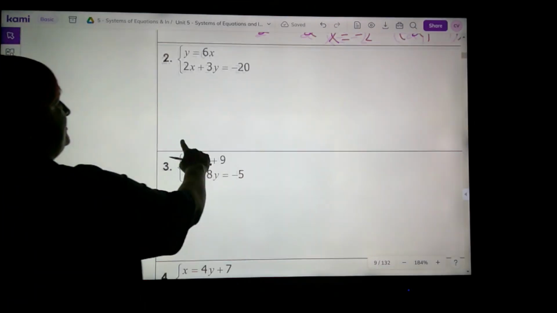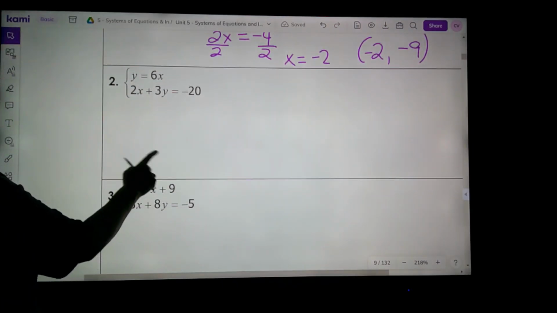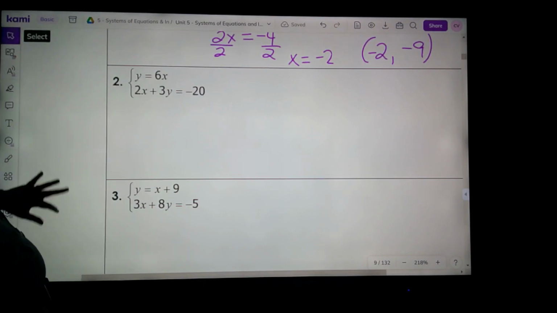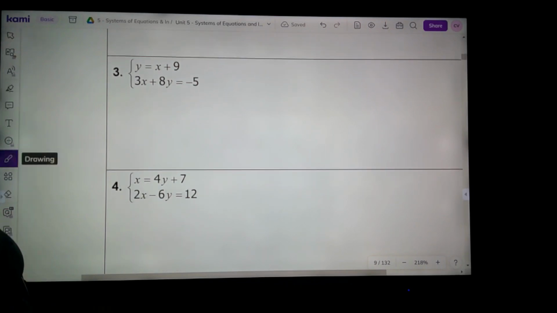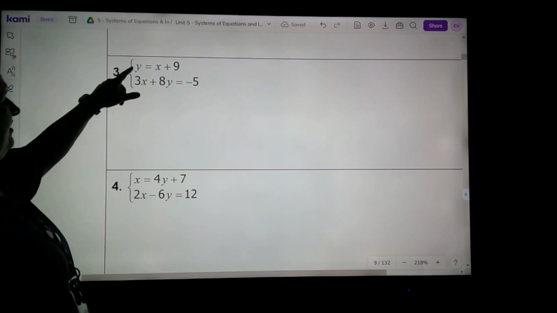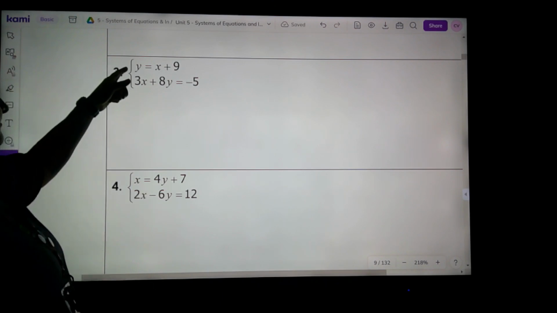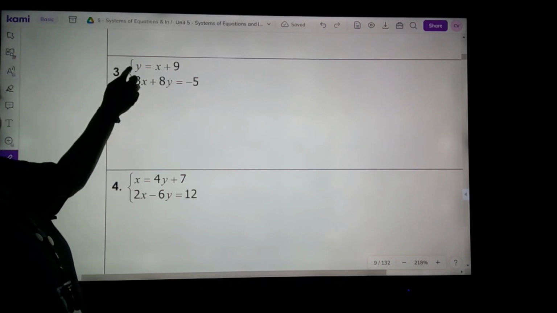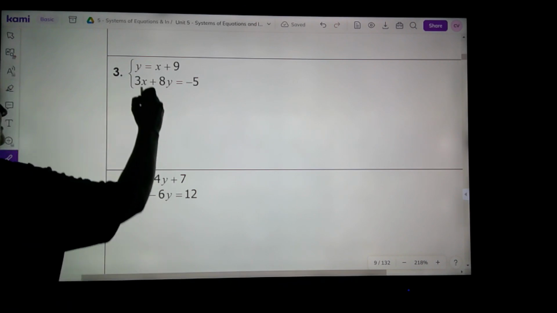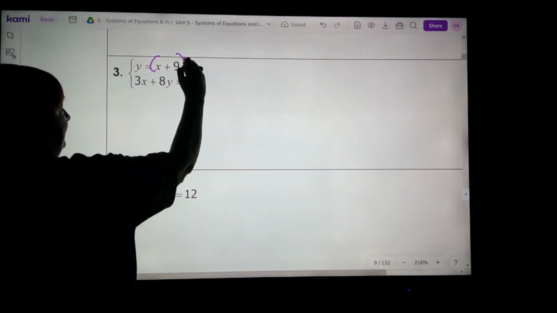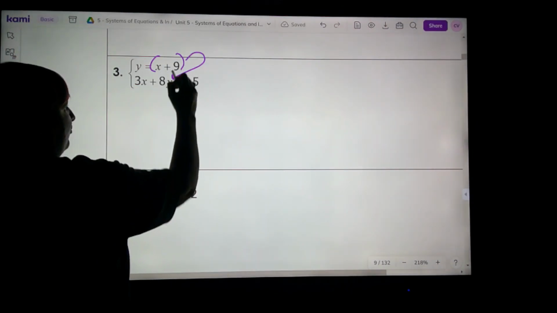Right? And that one was easy because it was one equation equal to another. Alright, but this one's a little more interesting. Wait, let's go to the next one. I wanted you to do the evens. I almost forgot. Alright, in this one, they already have one of the equations solved for a variable. They solved for y here. That means that y is equal to this. That means I can substitute this for the y.